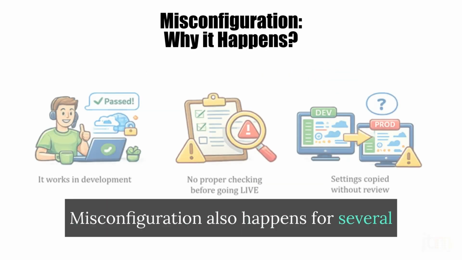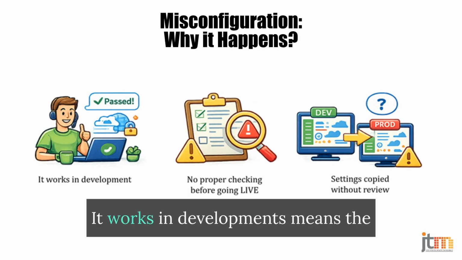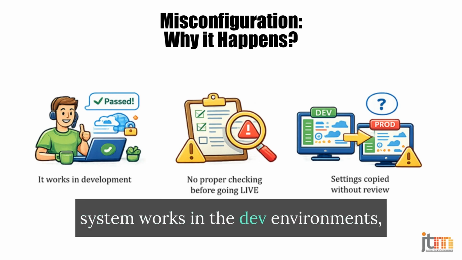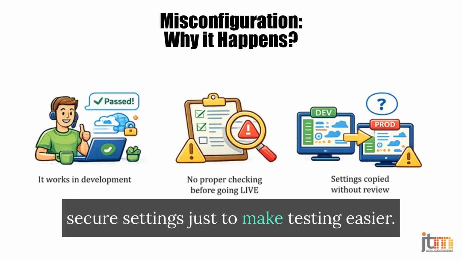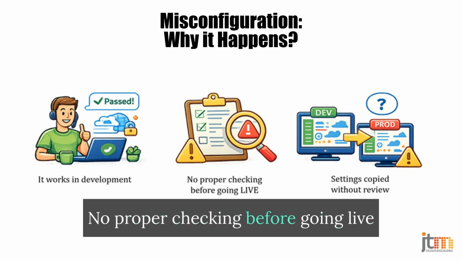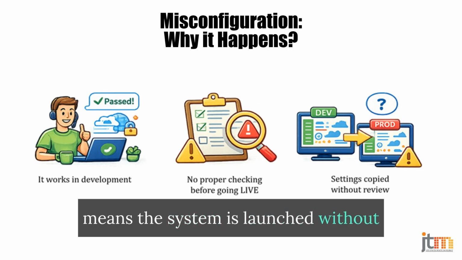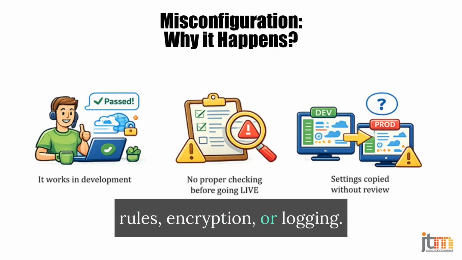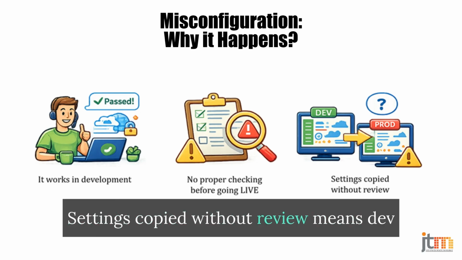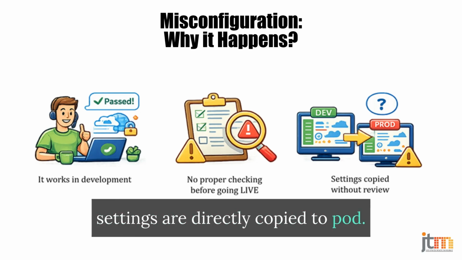Misconfiguration also happens for several common reasons. It works in development means the system works in the dev environment, but developers may use simpler or less secure settings just to make testing easier. No proper checking before going live means the system is launched without reviewing security settings, such as access rules, encryption, or logging. Settings copied without review means dev settings are directly copied to prod.